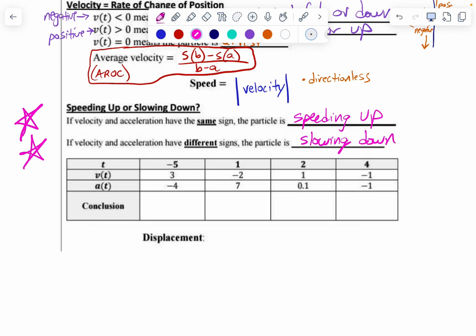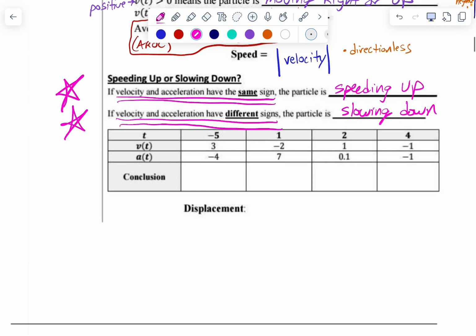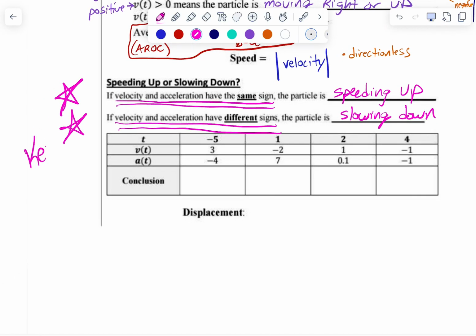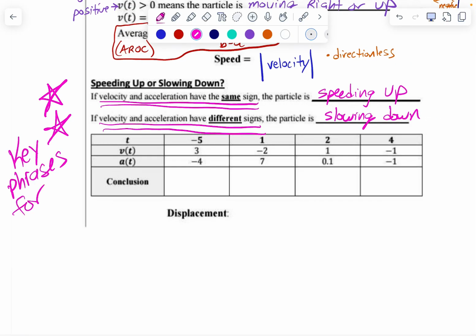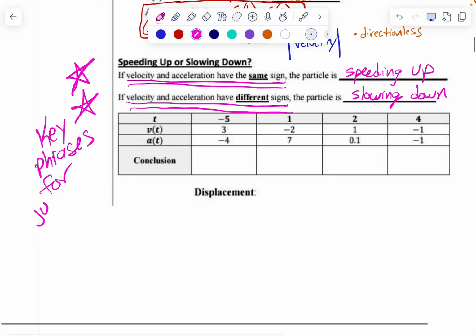And the phrase is this first part. Velocity and acceleration have the same sign versus velocity and acceleration have different signs. So with these stars, I'm going to say key phrases for justification.